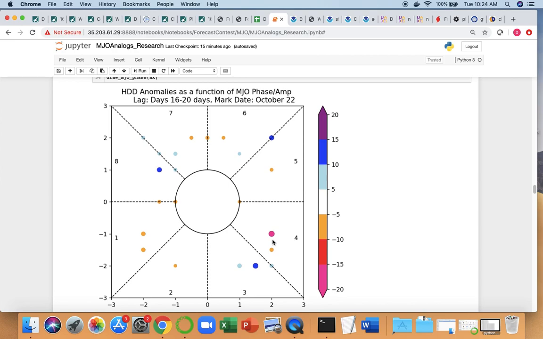Maybe in the next update, I'll show you what this looks like for like December or January. And in December or January, I think you see much stronger signals.